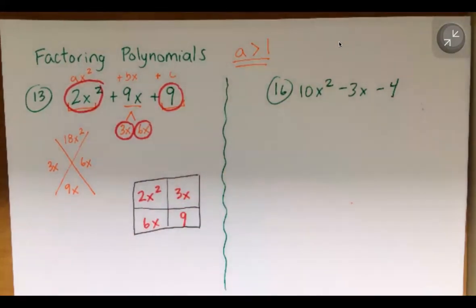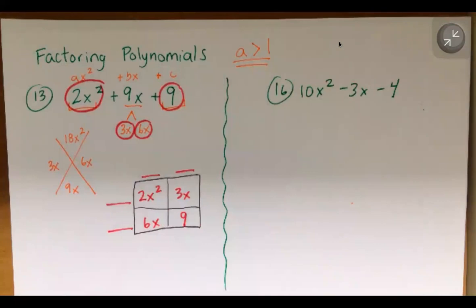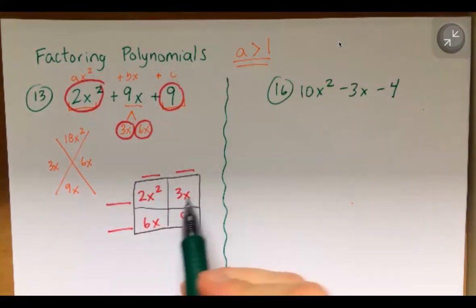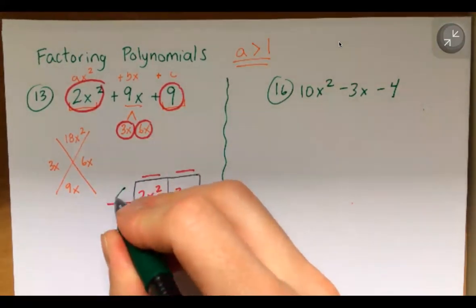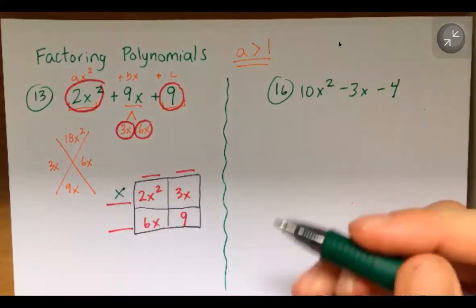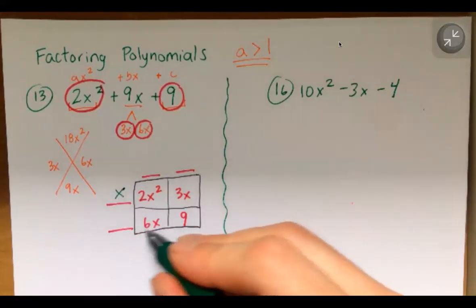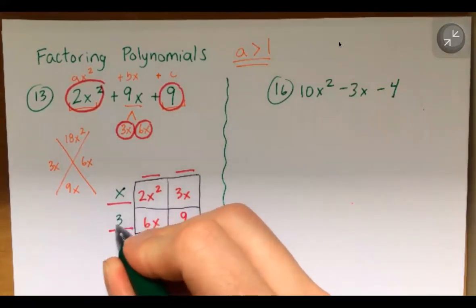All right, and now the factoring process is figuring out the greatest common factor in each row and in each column. I'm just going to start with the top row here. The only thing these have in common is an x. Between 2 and 3, the only common factor would be 1. So we don't need to write 1x. 6 and 9 have a greatest common factor of 3.